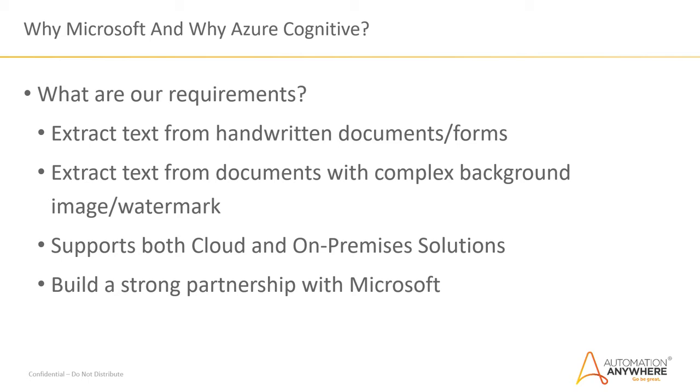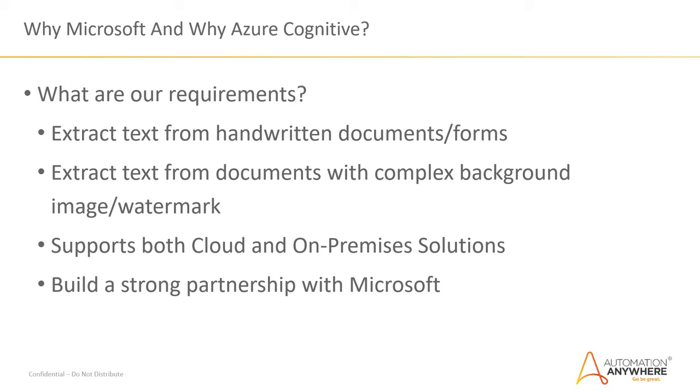But first, you must ask why. Why Microsoft? Why Azure? There are plenty of vendors out there. The reason is pretty simple. It's because Microsoft has everything that we are looking for. First, the cognitive API must be able to extract text from handwritten documents or forms. Like Bruno said, handwritten text can be very, very tough for OCR to recognize. And second, to be able to extract text from complex documents, documents with complex background images or watermarks, such as a driver license or passport.